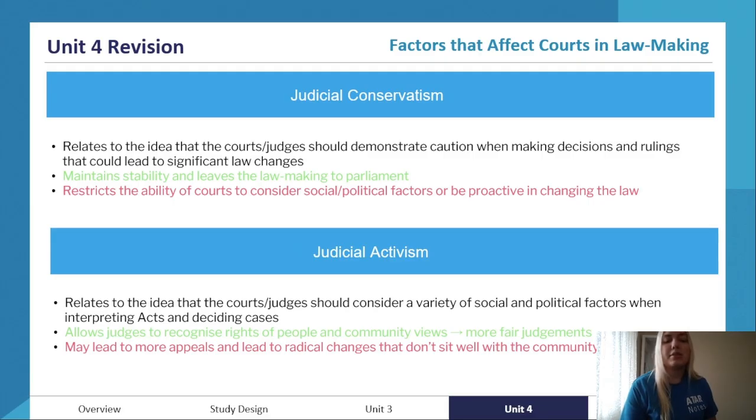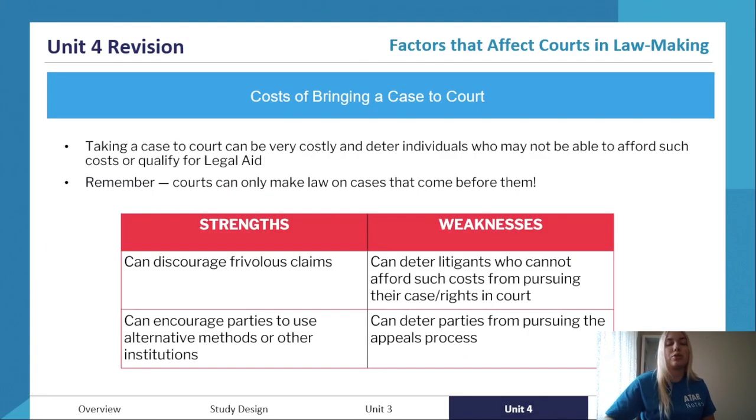Activism is the opposite, where courts and judges consider a variety of social and political factors and changes that occur over time when interpreting acts and deciding cases. This can allow them to recognize the rights of people and communities, including human rights and their views, and they might make fairer judgments and expand the scope of legislation. But it can also lead to more appeals and disagreements and radical changes that don't sit well with the community or Parliament, and they might have to pass legislation contradicting that passed by the courts.